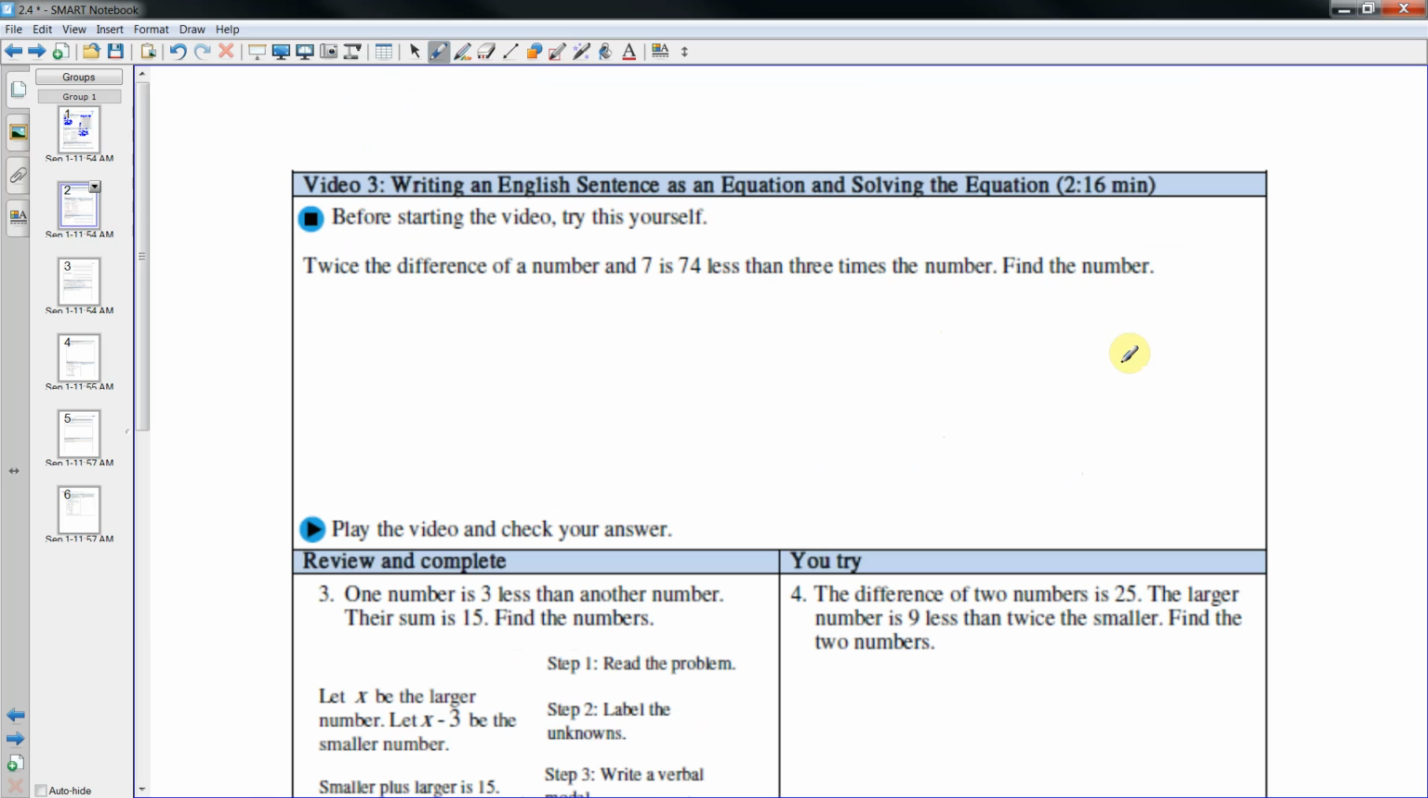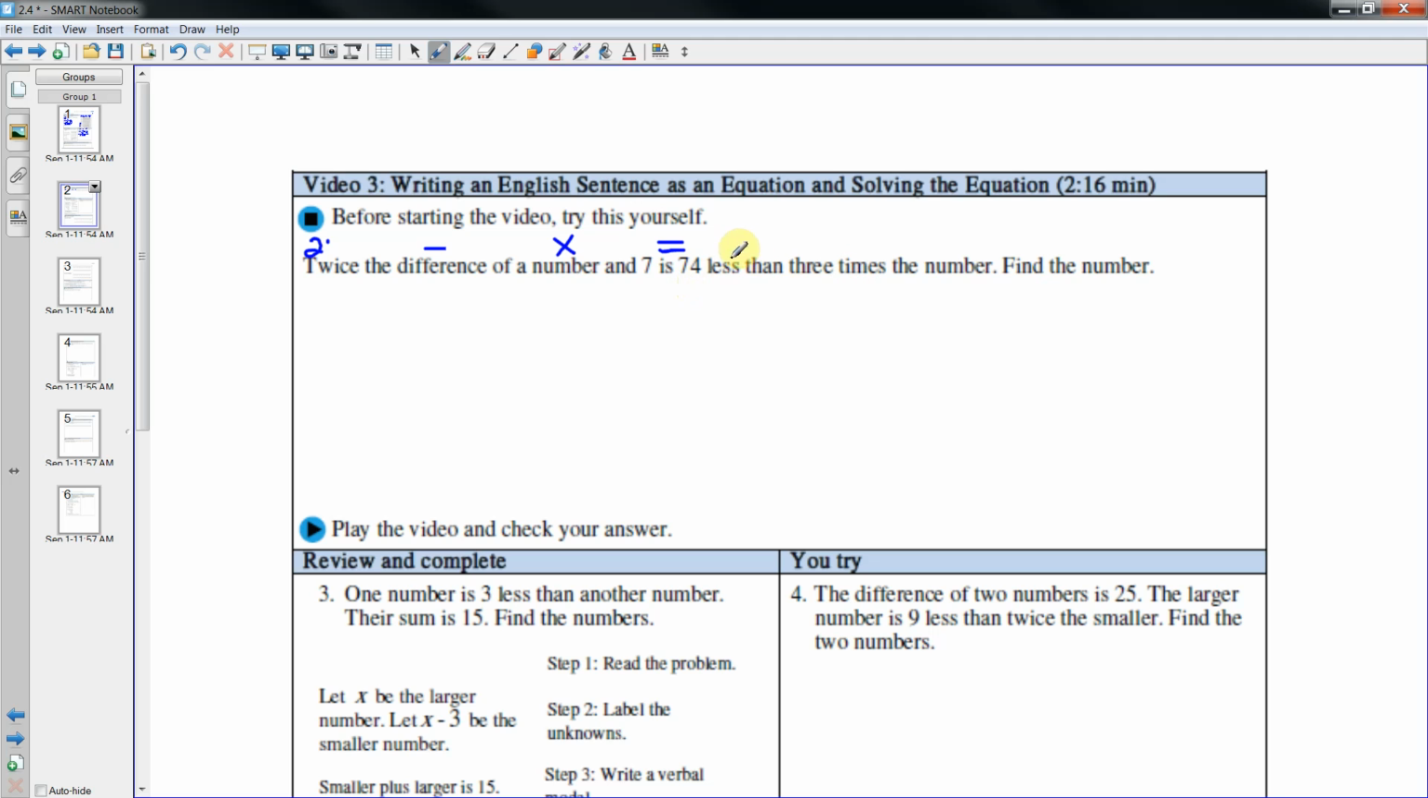Let's look at this one. This one looks like it's going to be a little bit more because I've got twice the difference. Remember, when you have two operations without the word a number in between them, then you're probably going to need to be using some parentheses. So twice means I'm going to take 2 times. The difference means I'm going to subtract. Here's my number, that's x, and 7.